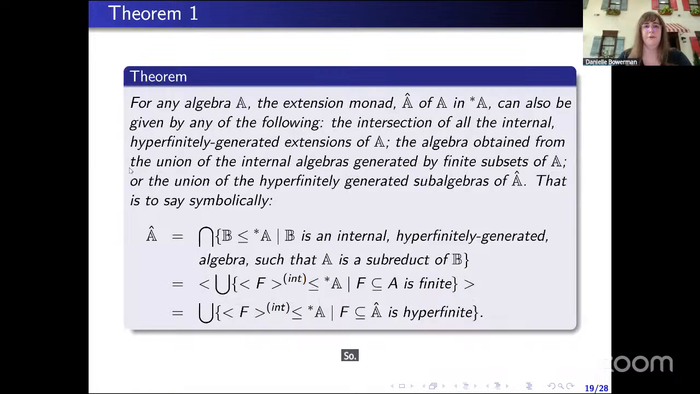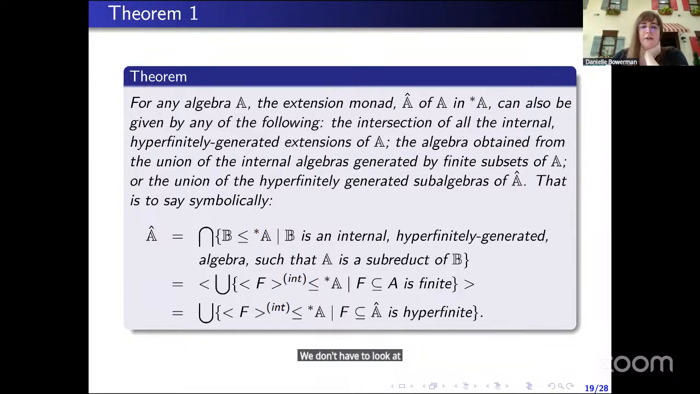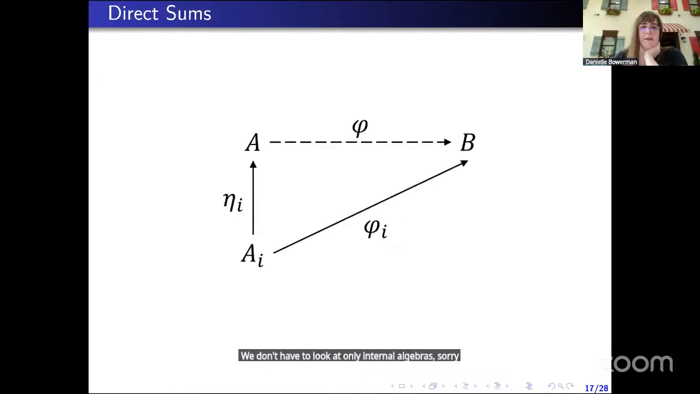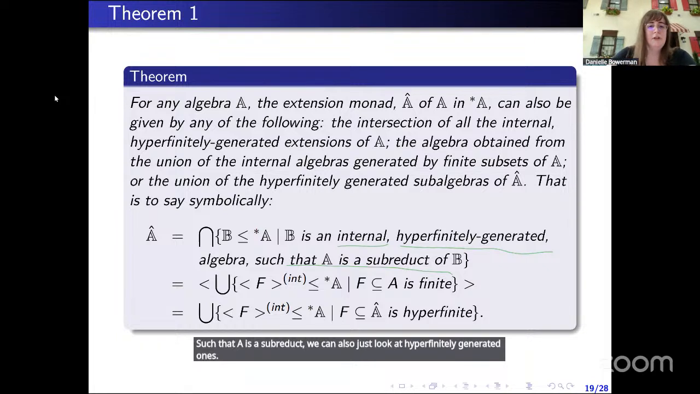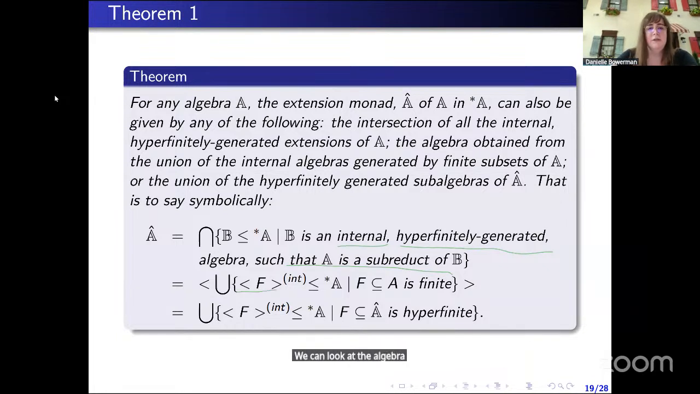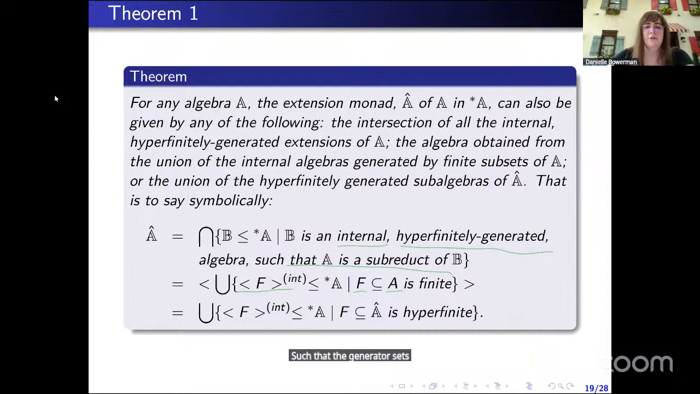So there are several different ways of defining extension monads or equivalent formulations of them. We don't have to look at only internal algebras such that A is a subreduct. We can also just look at hyperfinitely generated ones. We can look at the algebra generated by the union of the finitely generated algebras, such that the generator sets are subsets of the original underlying set. And we can also look at the union of the hyperfinitely generated subalgebras of A hat.